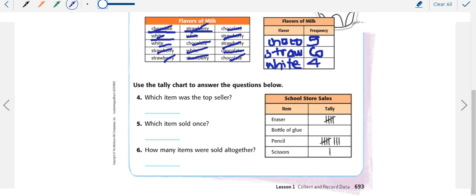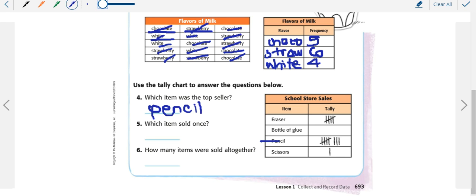Okay, now use the tally chart. Number 4. Use the tally chart to answer the questions below. Which item was the top seller? That means another way to ask this question is which one was the most voted, for example. So let's count the tallies. Eraser has 5, bottle of glue has 0, pencil has 8, and scissors has 1. So the answer is pencil. So here you need to write pencil.